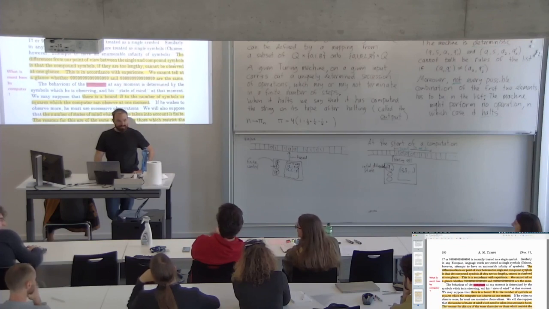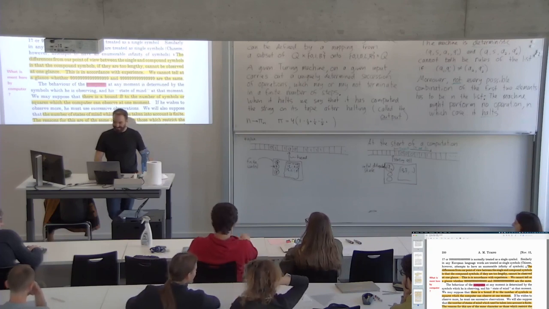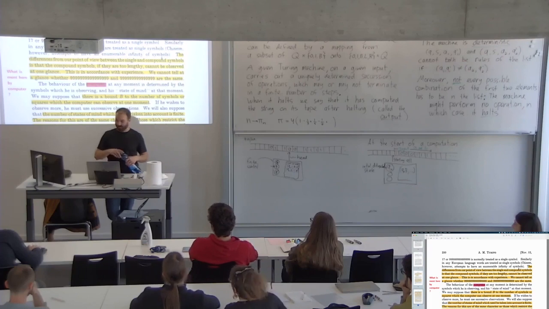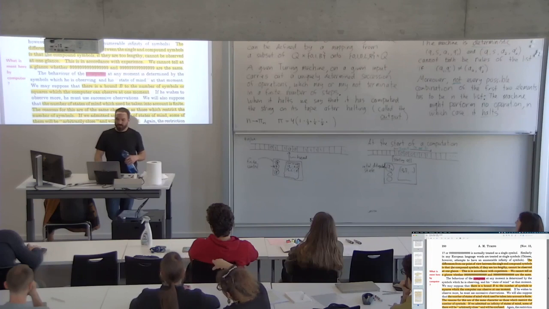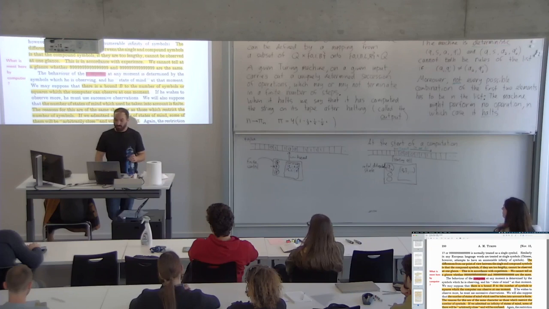We were just talking about this. The Chinese? Yeah, we literally at lunch were talking about that. Yeah. He mentions that Chinese, however, attempts to have an innumerable infinity of symbols. Interesting. The difference from our point of view between the single and the compound symbols is that compound symbols, if they are too lengthy, cannot be observed at one glance. This is in accordance with experience. We cannot tell at a glance whether that number here and that number here are the same.